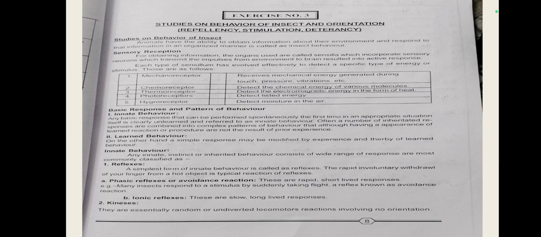Kinesis: these are essentially random or undirected locomotor reactions involving no orientation. Orthokinesis: the speed of locomotion is directly dependent on the intensity of the stimulus, the simplest type of kinesis. Basically, a movement response to a stimulus. For example, an insect that is inactive in total darkness may start to stir when exposed to a low level of light intensity.